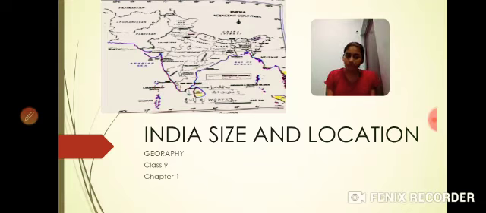So India's sites and location, this is geography chapter number 1, class 9th, and here you can see I have pasted a map at the top of the slide. This map shows the position of India, the neighboring countries of India, the states of India, the two island groups of India, the two seas adjacent to India, and the ocean which is near India, that is the Indian Ocean.